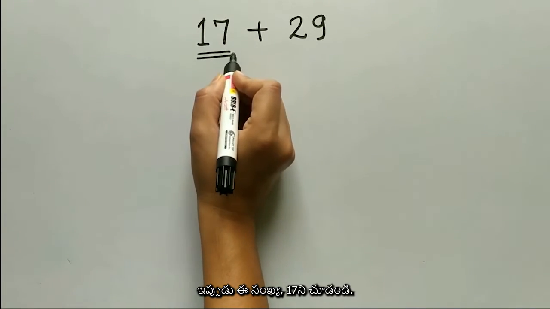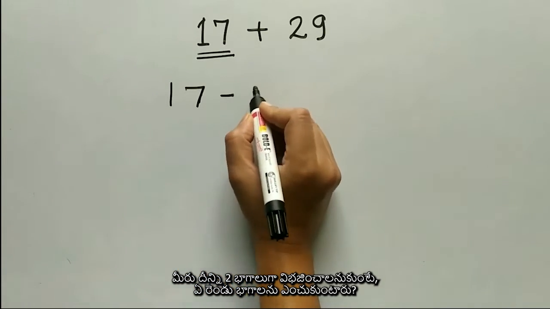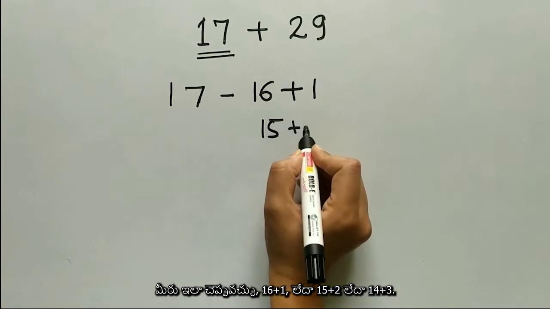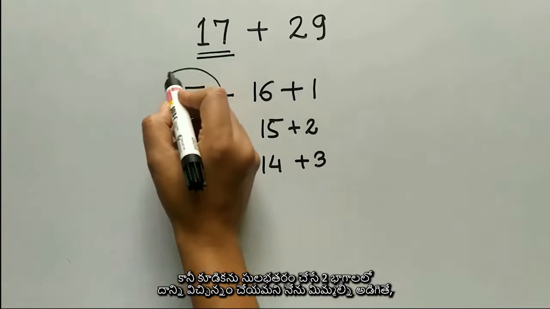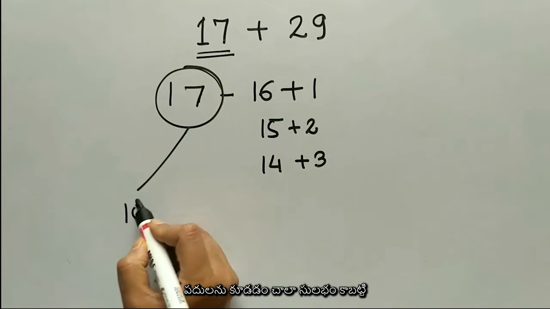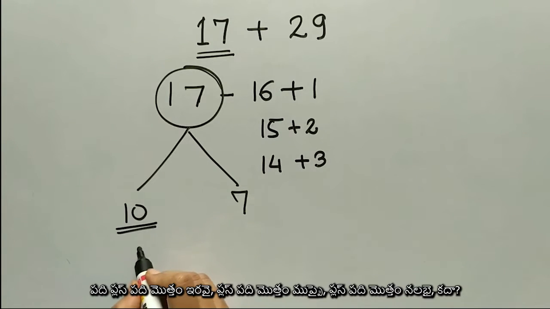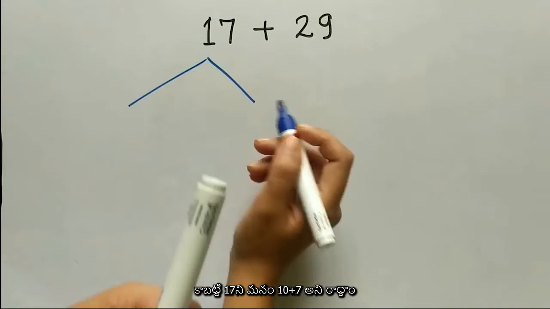Now look at this number 17. If I want you to break it into two parts, which two parts will you choose? You can say 16 plus 1 or 15 plus 2 or 14 plus 3. There are so many ways, right? But if I ask you to break it into those two parts which are going to make my adding easier, then we will all go for 10 plus 7. Because adding tens is so easy. 10 plus 10, 20, plus 10, 30, plus 10, 40, isn't it? So let's write 17 as 10 and 7.